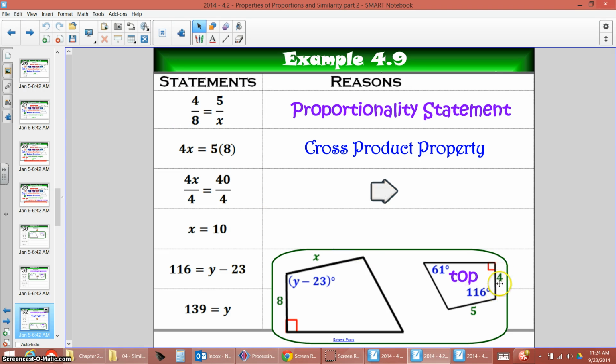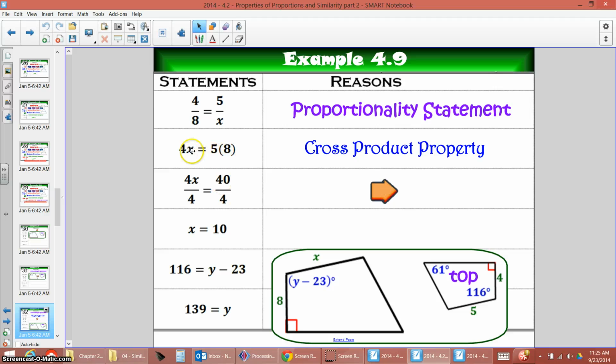If you'll notice here, the reason the 4 and the 8 compare is they correspond to the same location. They're the shorter segment right next to the 90-degree angle. And the 5 and the x correspond because they're next to the 4 and next to the 8. That's how we can set up this proportional statement.